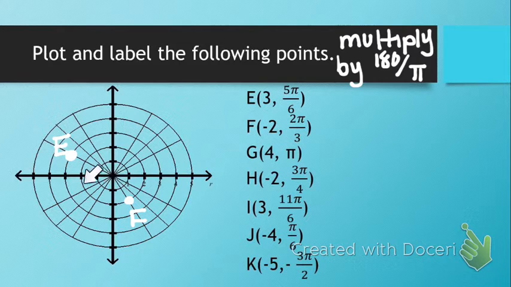180 degrees would be this here. So this is 180 going out to the fourth ring. 1, 2, 3, 4. So that would be right here. And that would be G.